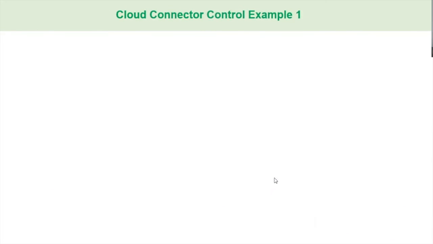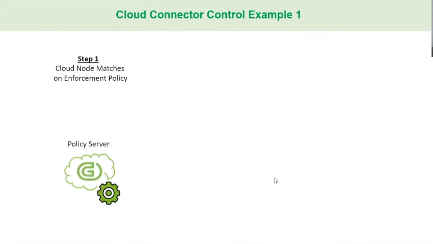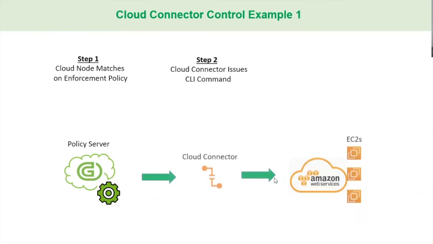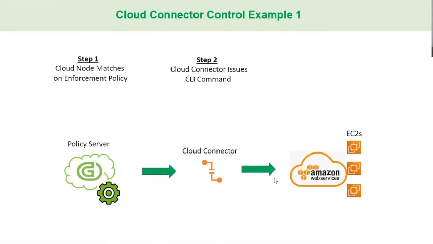Now we'll talk about how to control these nodes once we've detected them. So we're going to match a node on whatever enforcement policy. Again, your policy server could be hosted anywhere. This first example, we're going to use the cloud connector to issue a command. And in this case, we're going to shut down the instance.